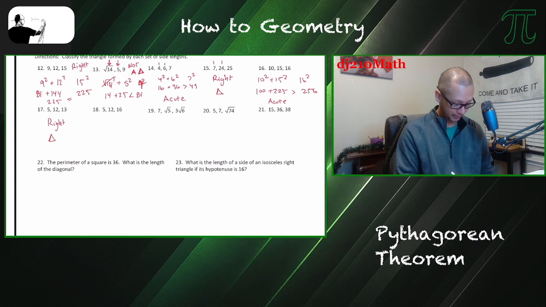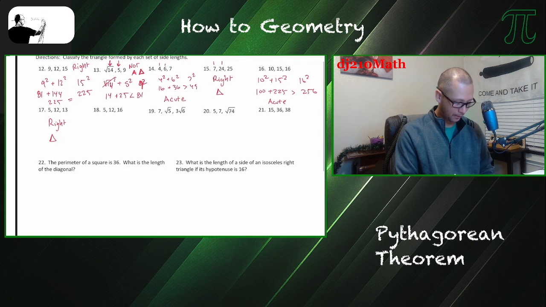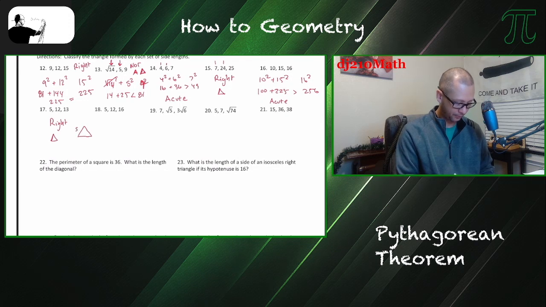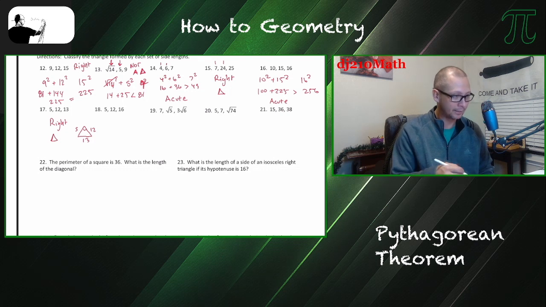5, 12, and 16. Okay, this is definitely not a right triangle. Not a right triangle. But let's think about it real quick. If it's 5, 12, 13 that makes a right triangle. I don't know if this is pictorially correct, I'm just doing a rough sketch. So if this is a right triangle, and we're doing 5, 12, and 16, so 5, 12.